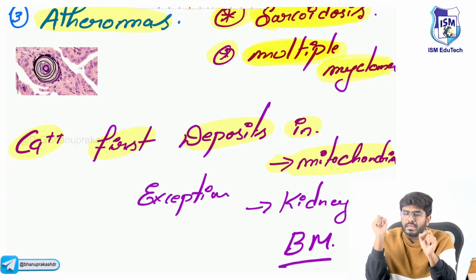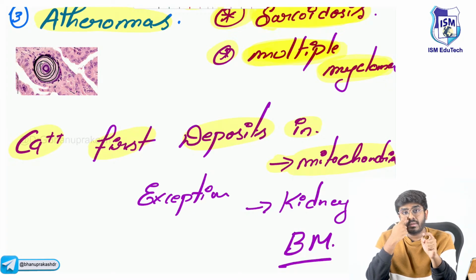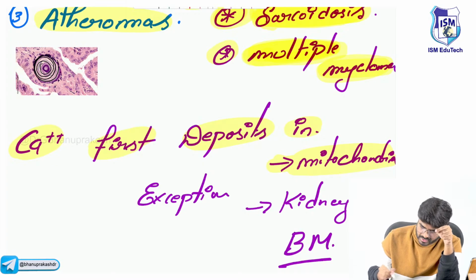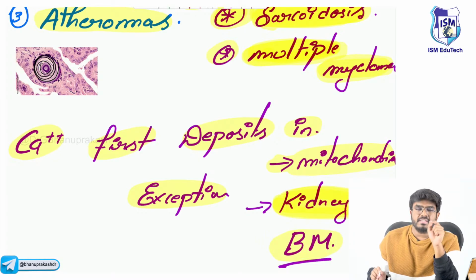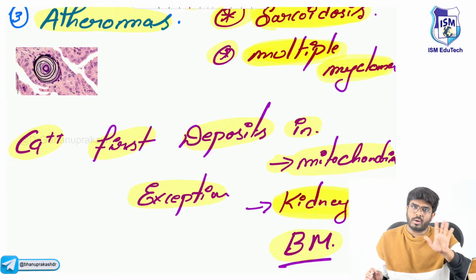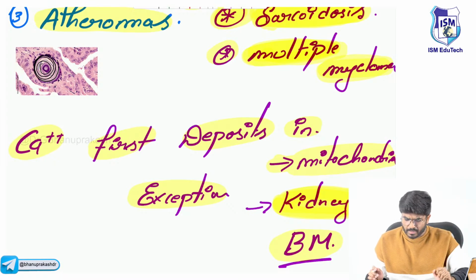But what is the exception? The exception is the kidneys. In the kidneys, calcium will first go and deposit in the basement membrane. This is one MCQ which will come in your exam. So what is the exception? Calcium will love to bind in the basement membrane in the kidneys, but in other places calcium will go and bind with the mitochondria.